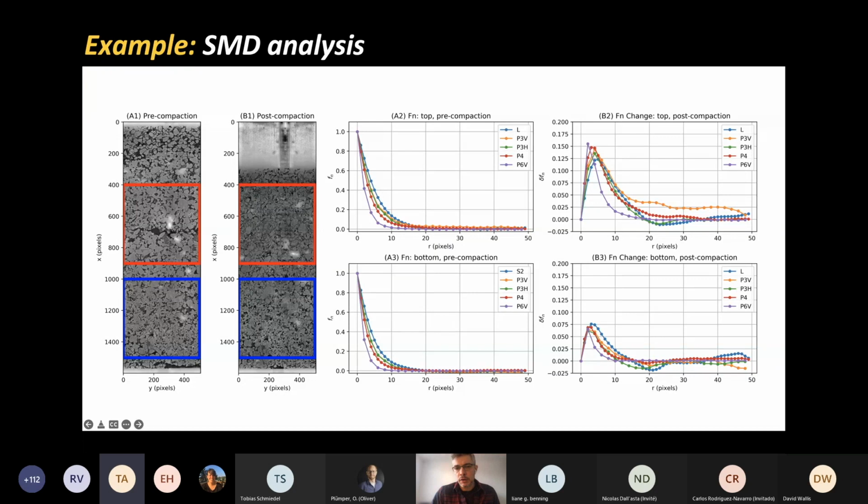So on the left, you see the curves pre-compaction. On the right, you see the difference of the curves post-compaction to pre-compaction, and you see some shapes in these curves. Now, right away, there are a few things that we can tell about these curves.